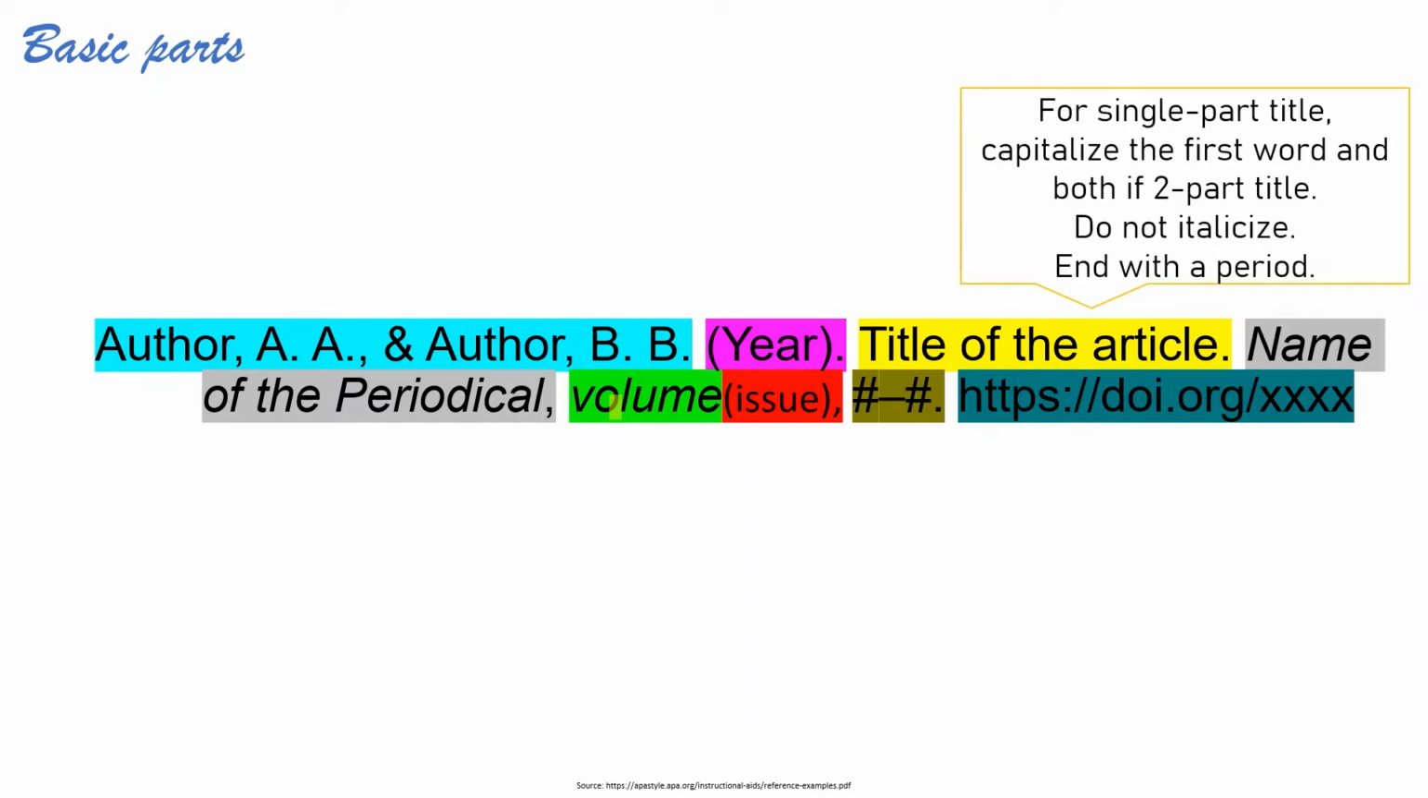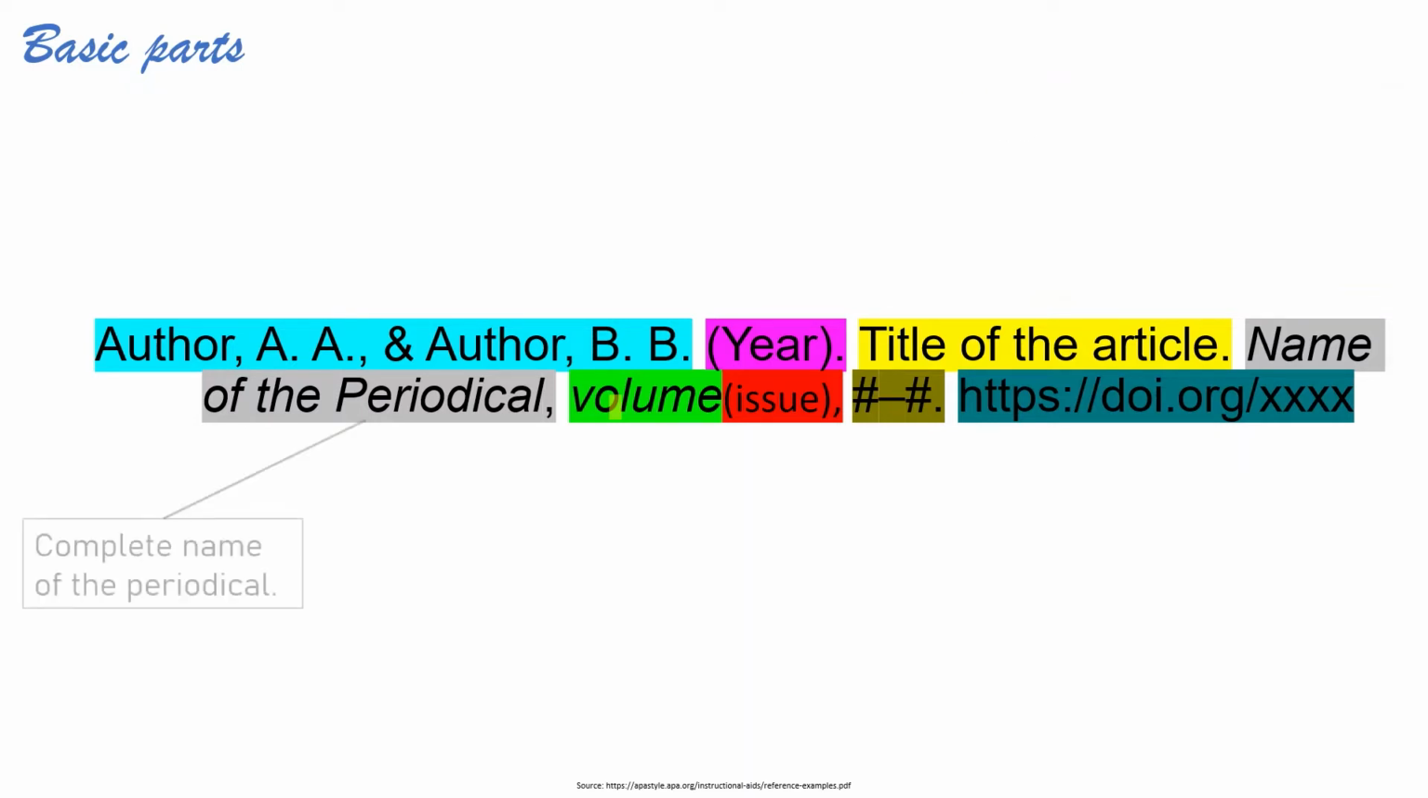Capitalize the first letter of the first word. If the article has a two-part title, capitalize the first word of the second part. Also, proper nouns such as the name of a person if it is included in the title, a place, a country, or a genus should be capitalized. Do not italicize, and make sure to end it with a period.